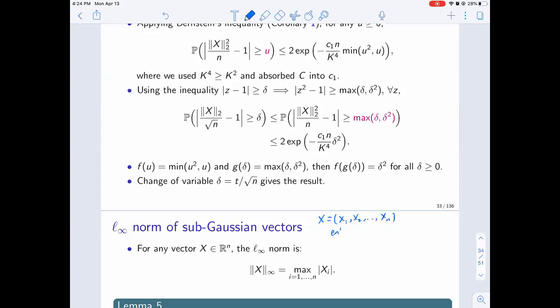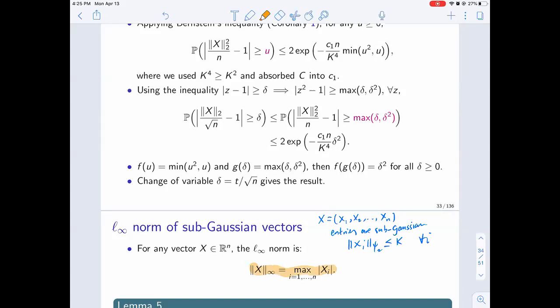Right, X1 up to Xn. So the entries are sub-Gaussian. Let's say the sub-Gaussian norm. Actually, I don't need independence here. Okay, sub-Gaussian, and then the psi2 norm is bounded by K for all i. Then what can we say about the infinity norm here?